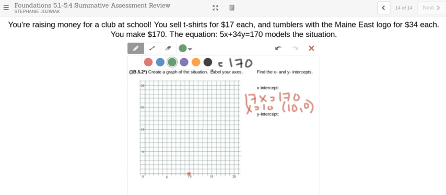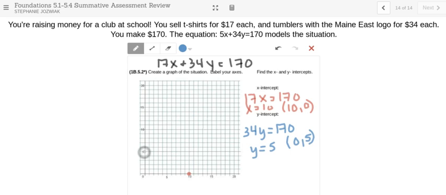And then for the y value, the y-intercept, excuse me, I'm going to plug in 0 for x. So I'm going to get 34y is equal to 170. And when I divide both sides by 34, I get y is equal to 5. So my y-intercept is the point (0, 5). And then I'm going to use my line tool to go ahead and draw my line. So I'm going to connect these 2 points.